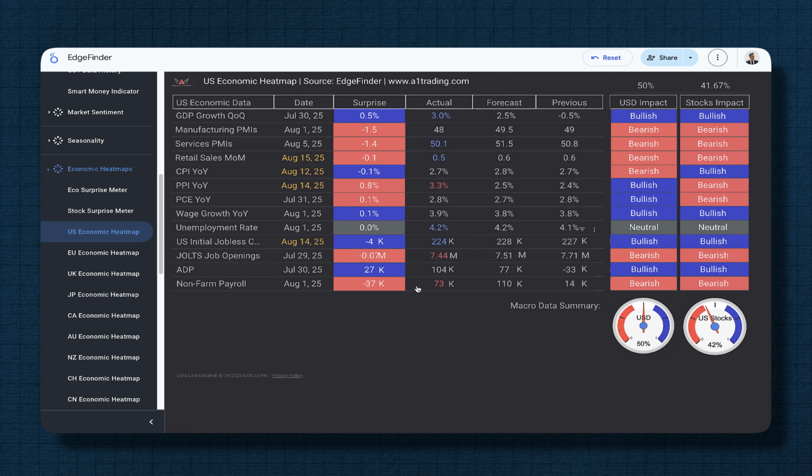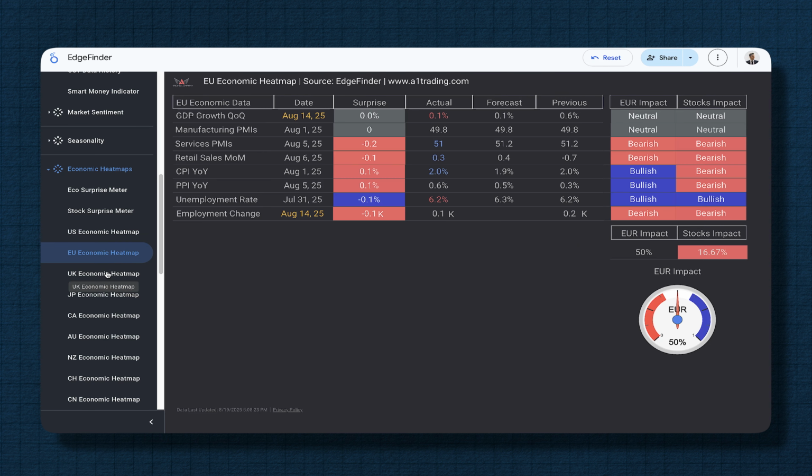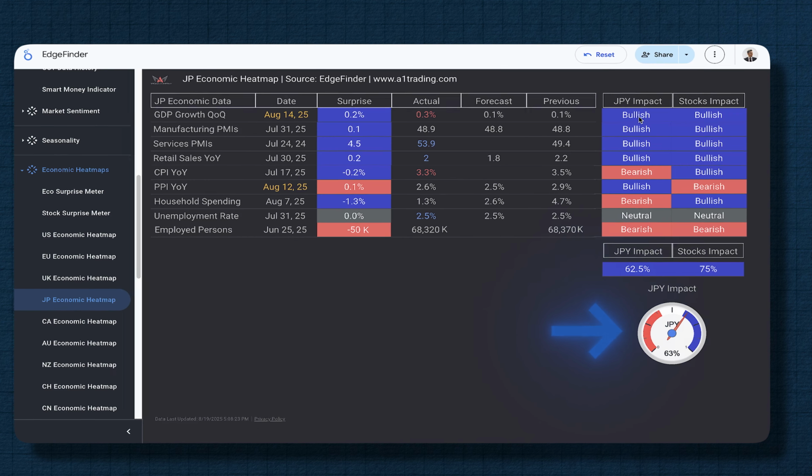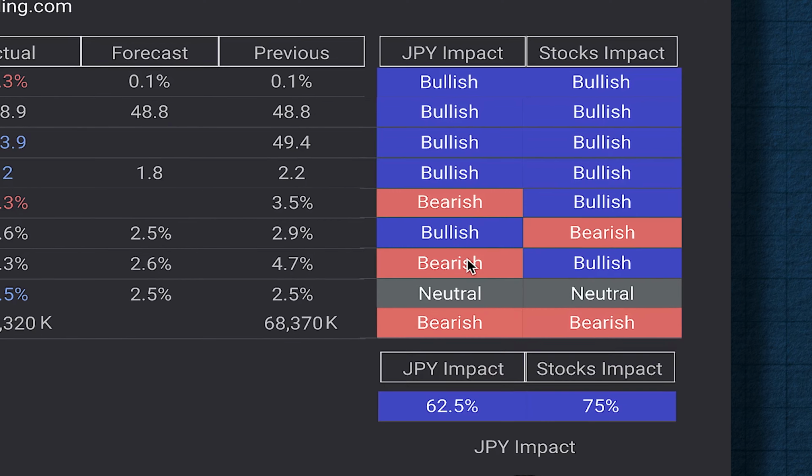And it's not just the US economy that's here. There's also the European Union, and it's got the UK. So for example, you can see that the JPY overall is actually very bullish, 63% bullish. And you can see that a lot of the indicators are saying bullish.